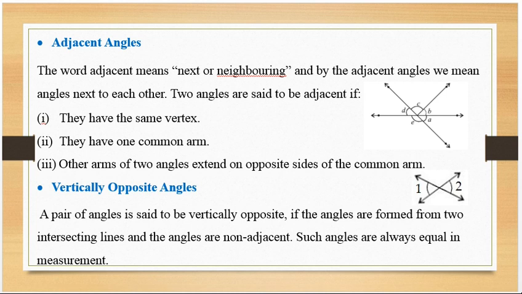Now we are moving to the vertically opposite angles. A pair of angles is said to be vertically opposite if they are formed from two intersecting lines and the angles are non-adjacent. Such angles are always equal in measurement. You are observing in this example that the two lines are intersecting and they are forming angles which are opposite to each other, and they are non-adjacent. Okay, they are not sharing any common arm, so they are non-adjacent and they are called vertically opposite angles. The measure of the angles will be the same. It means angle 1 is equal to angle B.